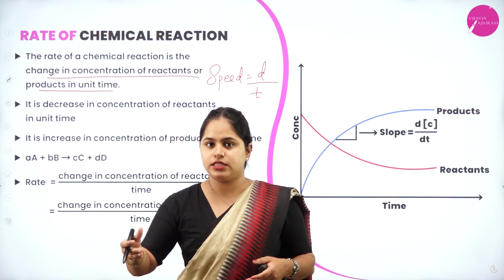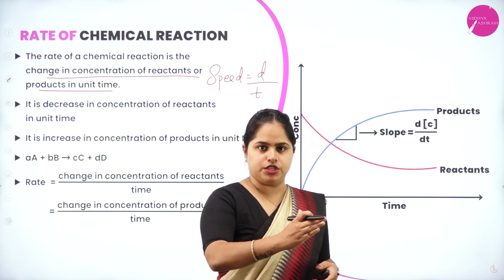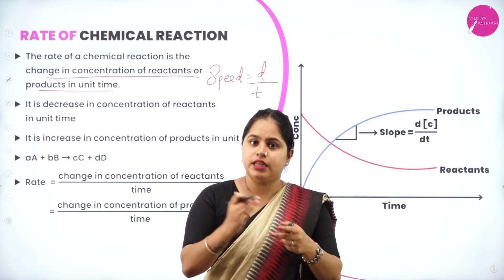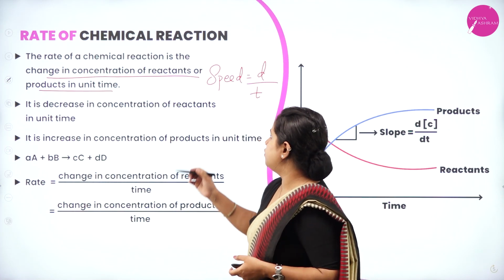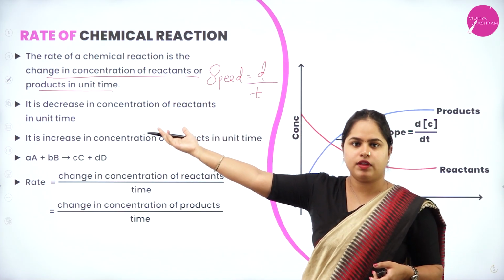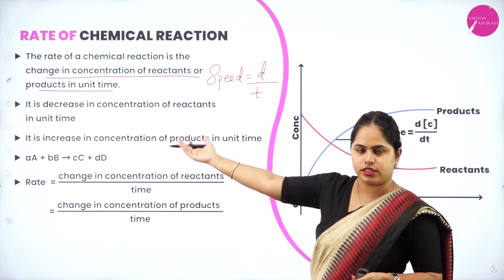Initially, what was the reactant's concentration? Finally, what is the concentration of the reactant? The difference divided by the time difference will give you what? The rate of the reaction, right? Okay. So in physics, it was distance. In chemistry, we are dealing with concentration of reactants and products.